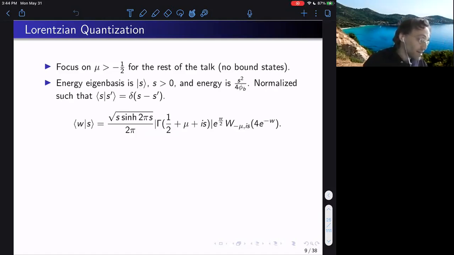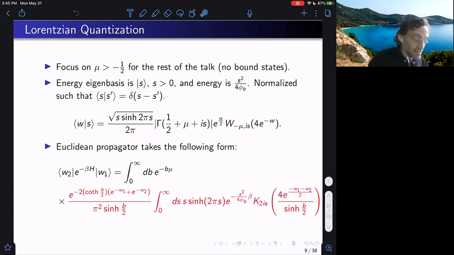So I'm going to now diagonalize the Hamiltonian with an energy eigenbasis. I'll use a quantum number called S. It's called S because it represents entropy above extremality of the black hole. And the energy is quadratic in S. And so I'll just normalize these eigenstates in this canonical way. And the wave function in the W basis of an energy eigenstate is given by this function over here. This W is called the Whittaker W function. It's an analog of the Bessel K function.